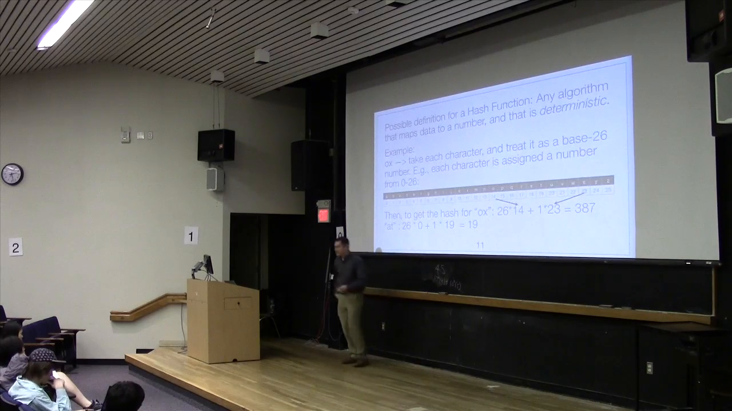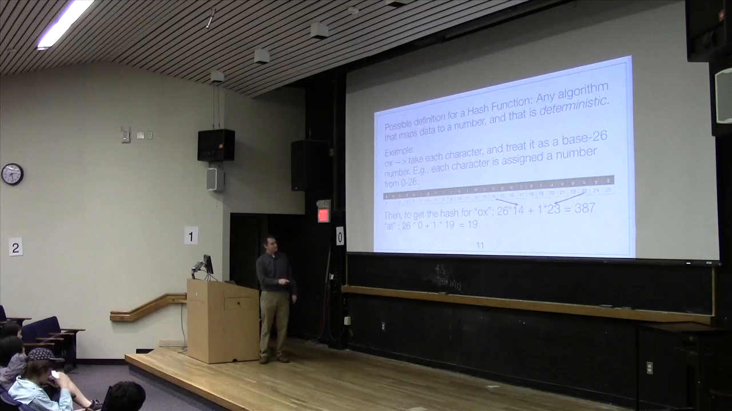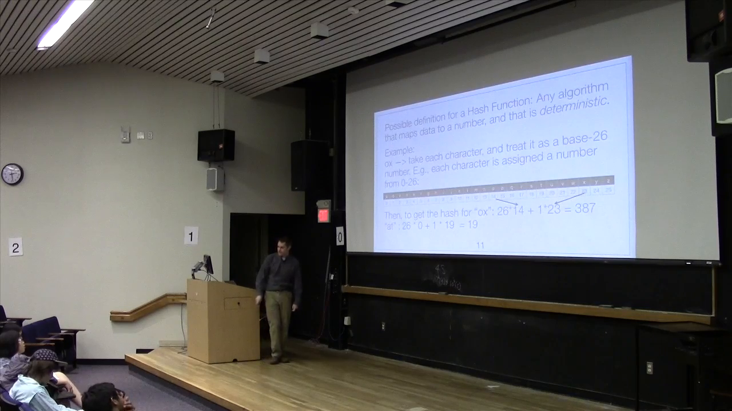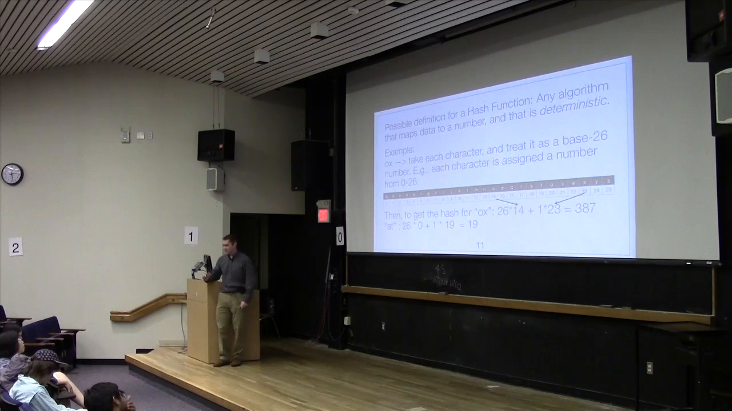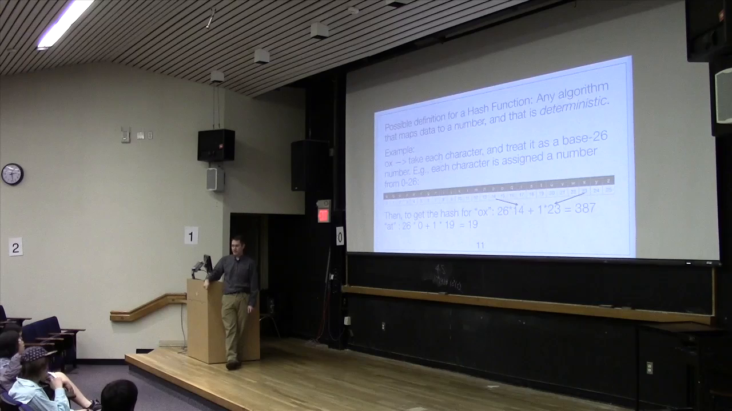We're going to do the exact same thing with our 2-letter words, such that ox, for instance, would be 26 to the 1st power times 14, because if you go along and you get to O, that happens to be 14, plus 26 to the 0 times 23, which is where you go all the way over and you get to x. Add those two together, you get 387. I will let you ponder this for a sec, because there were a whole bunch of questions on that in the earlier class.